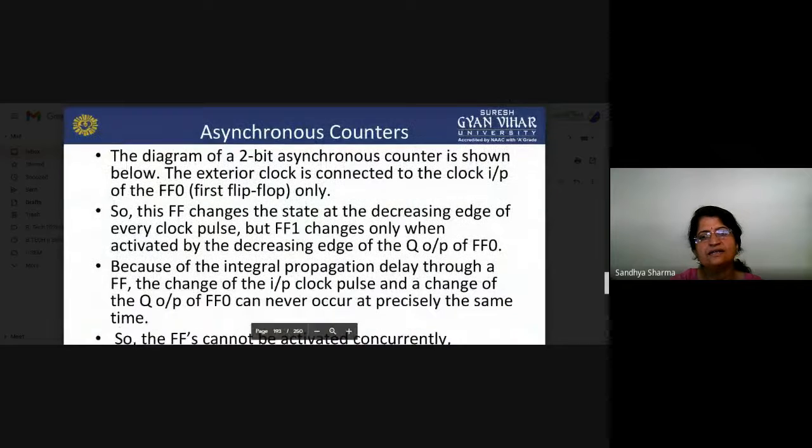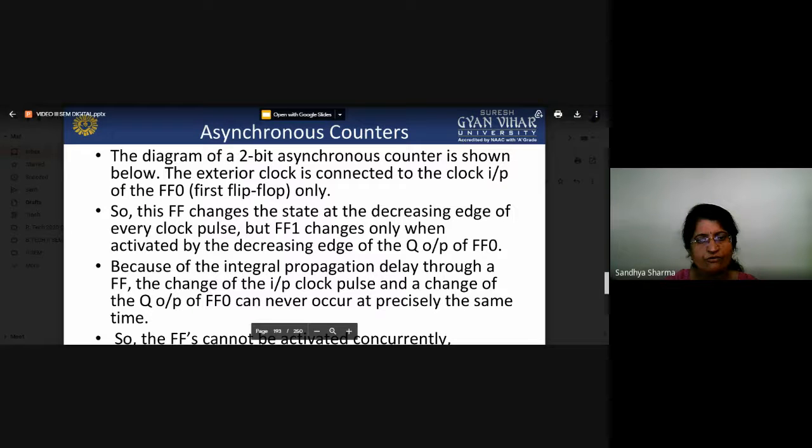Now we will see the asynchronous counter again, as we have to see the 2-bit asynchronous counter in this part. So we can see here. Now what will happen? What do you mean by 2-bit asynchronous? Same thing here. The output of one flip flop is connected to the clock input of the second flip flop. The output of the first flip flop will be connected to the input clock pulse of the second flip flop. So this type of counter is called an asynchronous counter, as we have already seen.